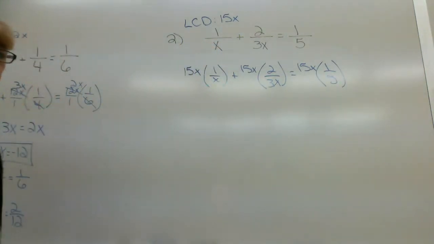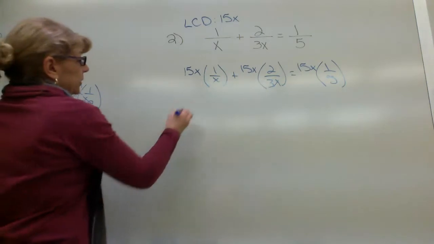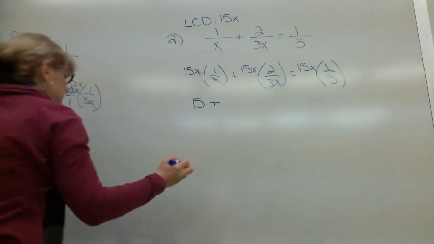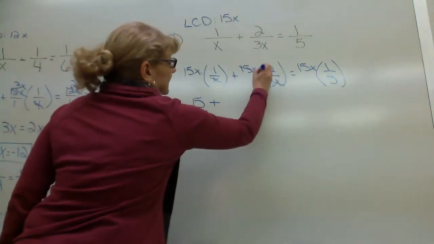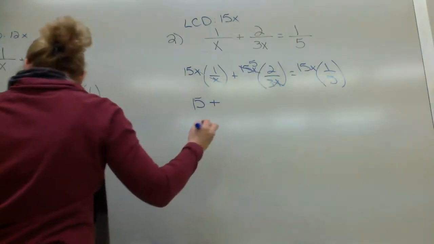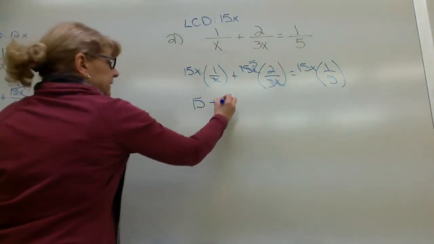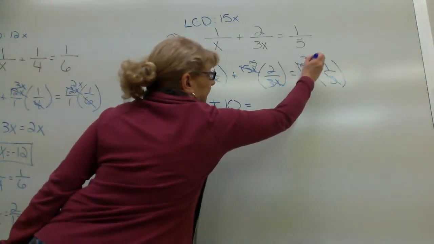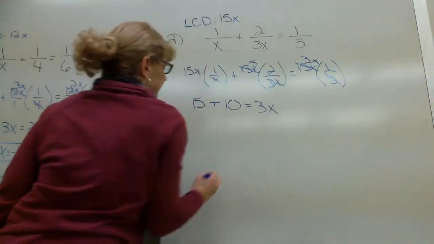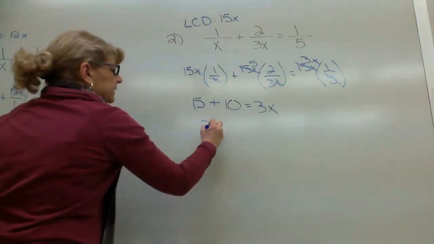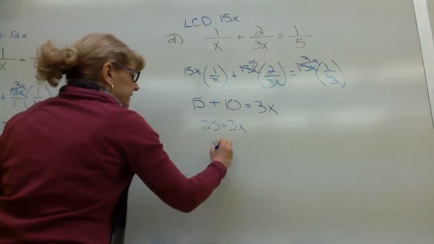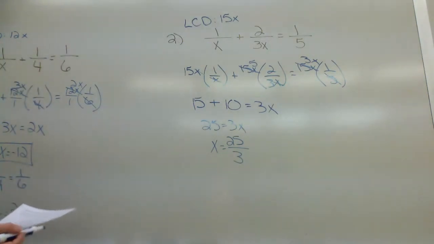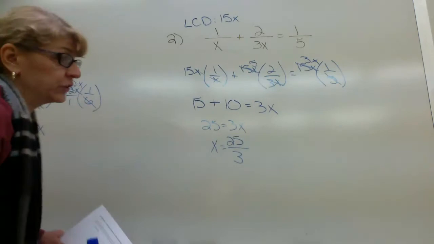And again, cancel any common factors between numerator and denominator. Here I'm going to cancel the x. That will leave me 15. Here I will cancel 3x. That will leave me 5. When I multiply that with the 2, I'm going to get 10. And here I'm going to cancel a common factor of 5, and that will leave me 3x. So when I'm finished with this, I will have that x is equal to 25/3. Again, we can substitute that in to check to make sure that that answer is correct.